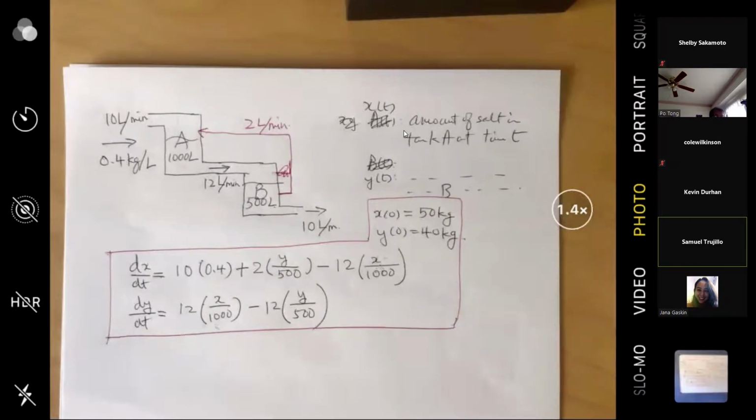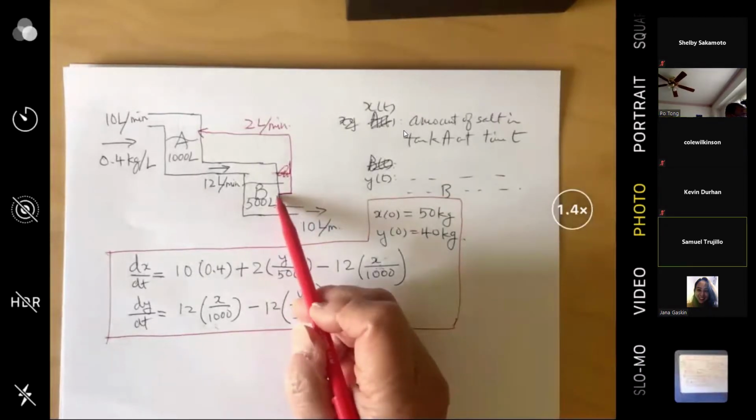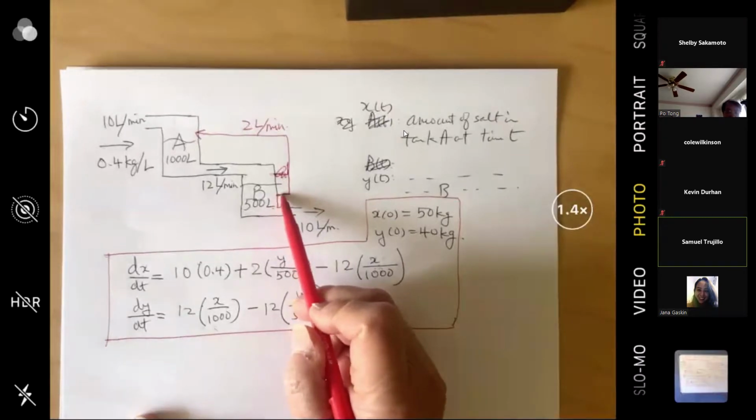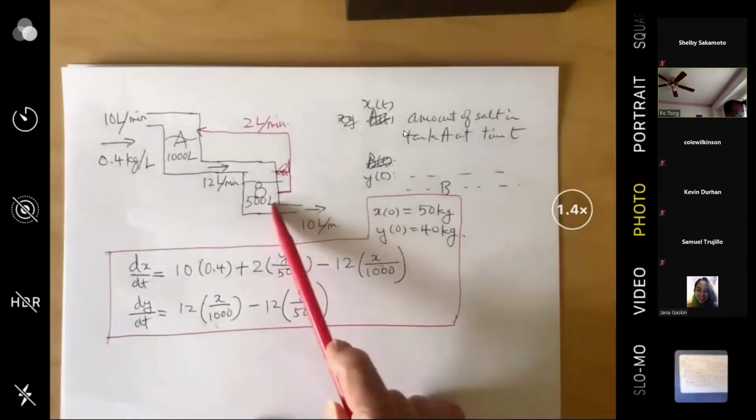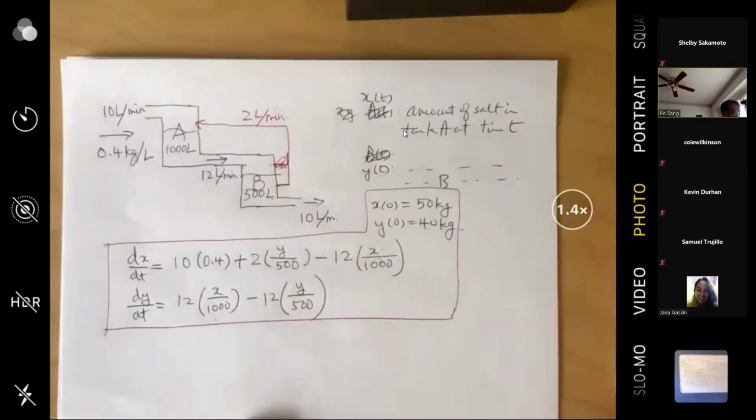For dx/dt, where it says plus 2 times y over 500, why would it be 500 and not 1,000 if it's going back into the A pool? But it comes from the B pool. Oh, okay. It comes from this one. Okay, thank you. Yeah, so that is the concentration. It's just this stuff going out.